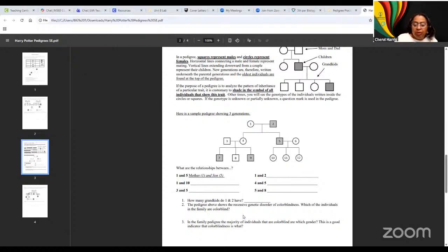The pedigree above is a recessive genetic disorder of colorblindness. Which individuals in the family are colorblind? So then all you have to do is put the numbers of all the shaded boxes, and notice it's all the males. All right. This is which individuals are colorblind. So that's going to be all the shaded boxes. And put the numbers in order, please.